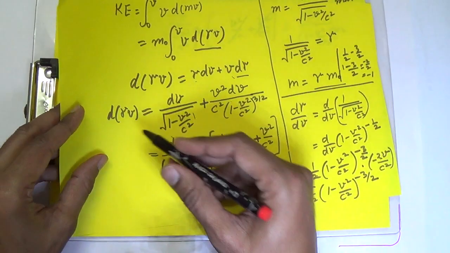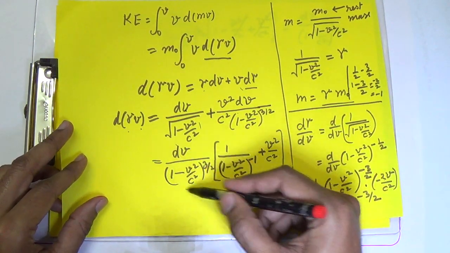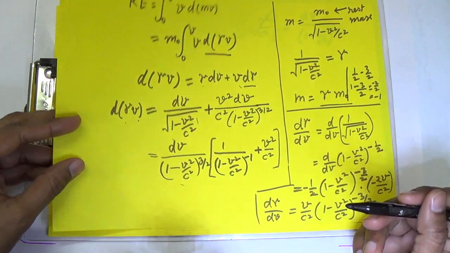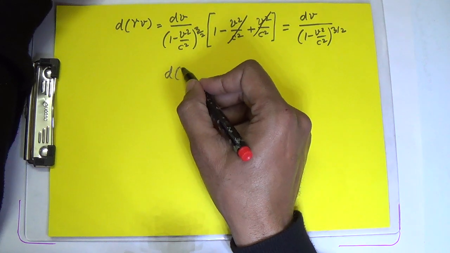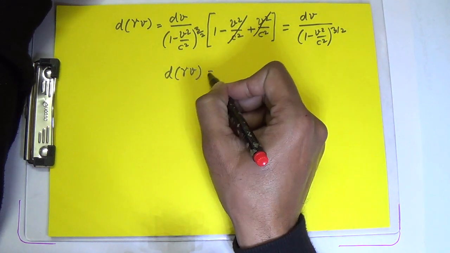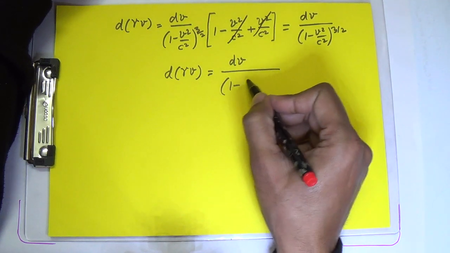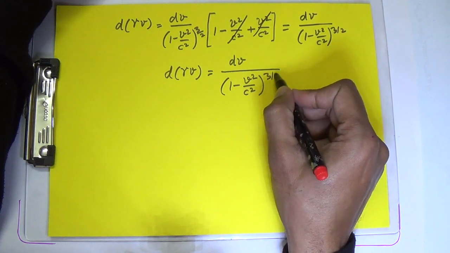So as a result of this, d(γv), I have only this term. This cancels out, this is equal to 1. So d(γv) is equal to dv upon (1 minus v square upon c square) to the power 3 by 2.